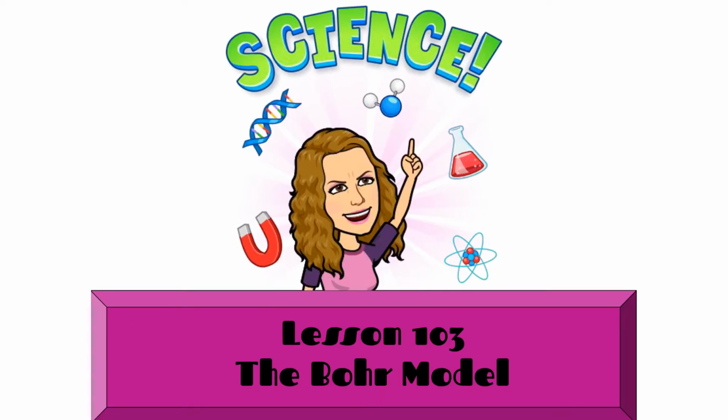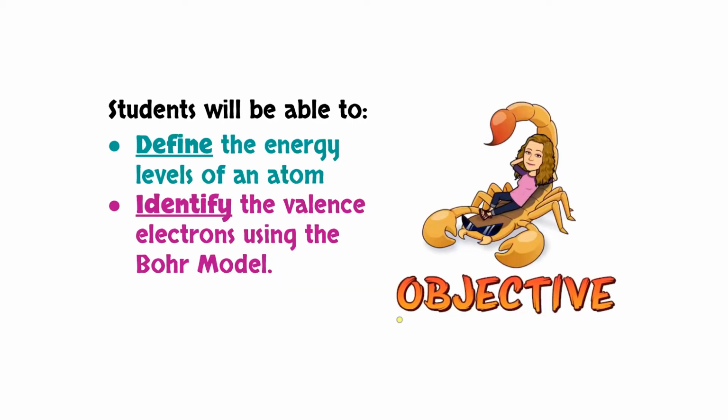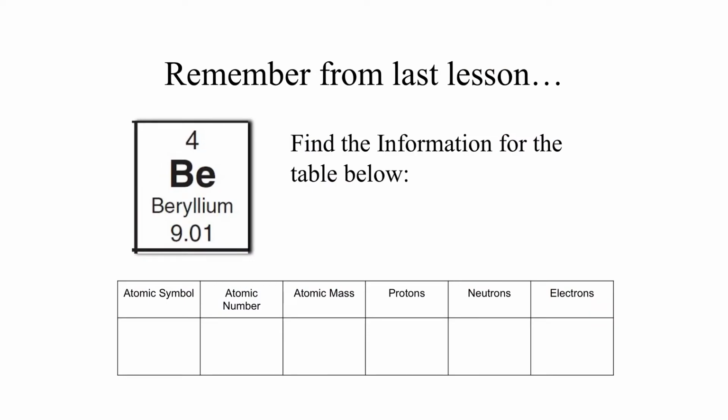Everyone, it's Mrs. Sommer here to talk about lesson 103, the Bohr model. In this lesson, students will be able to define the energy levels of an atom and identify the valence electrons using the Bohr model.